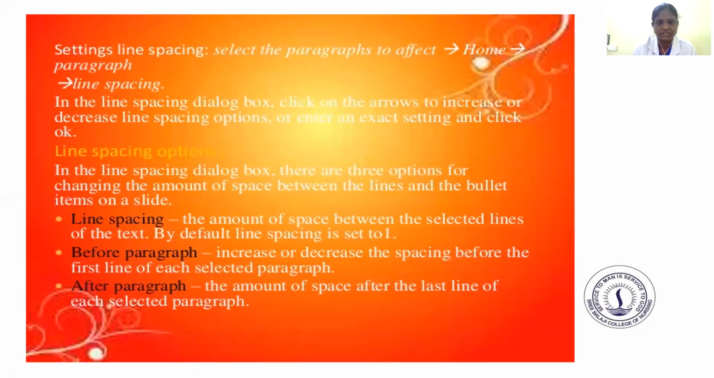The line spacing option. In the line spacing dialog box, there are three options for changing the amount of space between the lines and the bullet items on the slide. First one is the line spacing, the second is the before paragraph and the after paragraph. And line spacing means the amount of space between the selected lines of the text. By default, line spacing is set to 1.